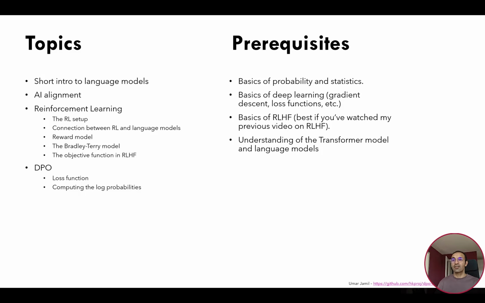Now, what are the prerequisites for watching this video? For sure, you should be familiar with a little bit of probability and statistics, not much, for example conditional probability. You should be familiar with deep learning, so what we mean by gradient descent and loss functions. It's really great if you have watched my previous video on reinforcement learning from human feedback, in which I explain all the aspects of the reward model, the reinforcement learning framework and PPO. But it's not necessary for this video because I will review most of the parts that are needed to understand DPO, but it's great if you have already watched that video, so you can compare the two methods.